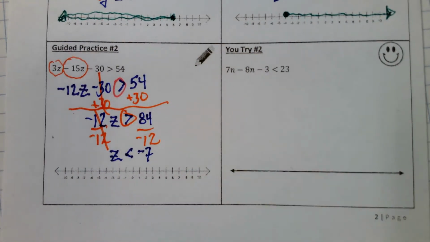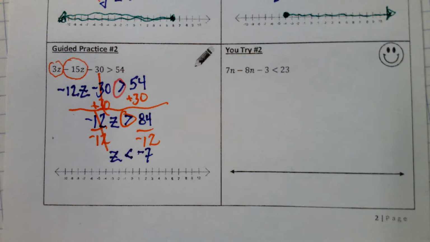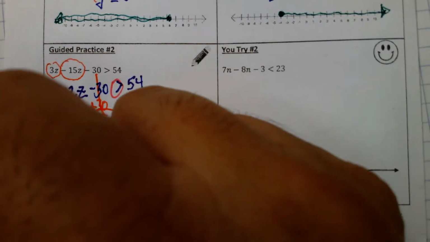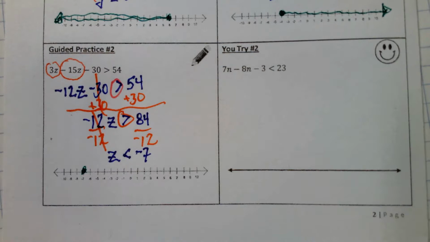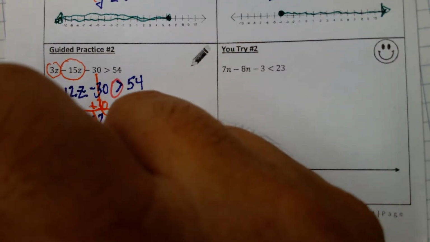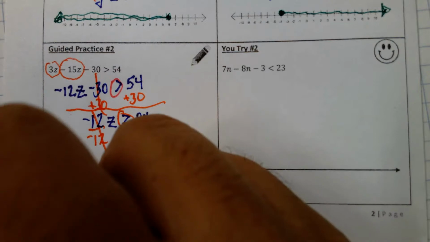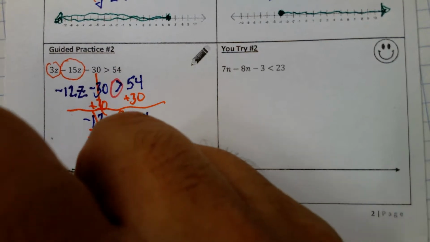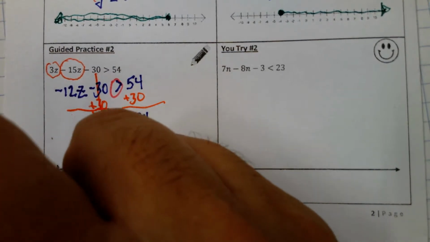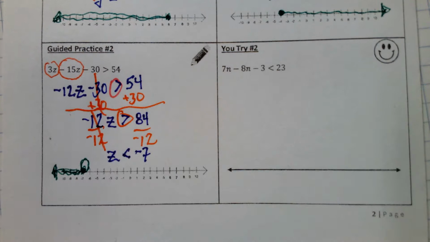So we want all numbers smaller than negative 7. Right there. Open point. You're right. Make it an open point. We don't include the negative 7. Everything less than negative 7.